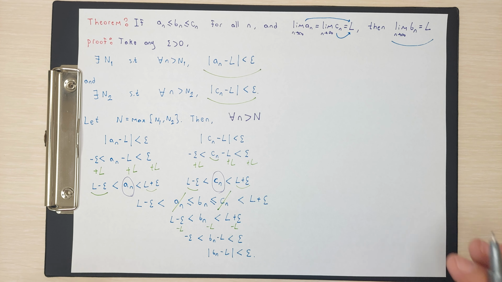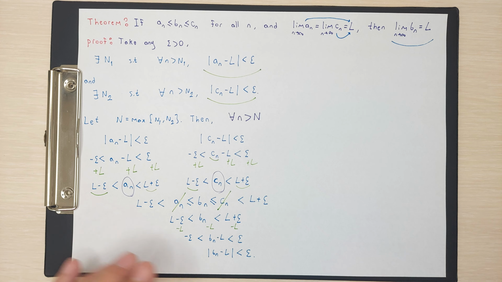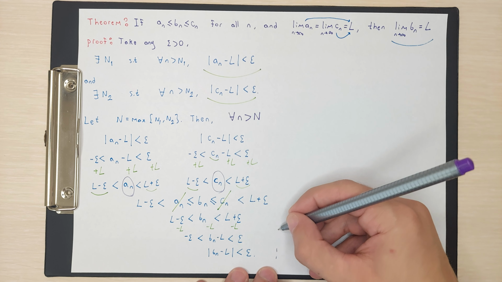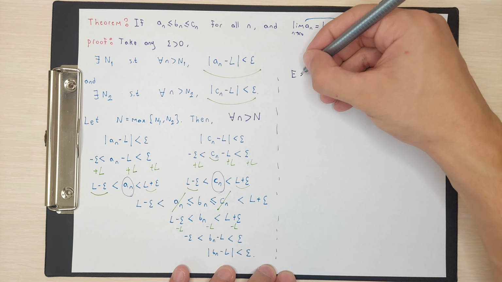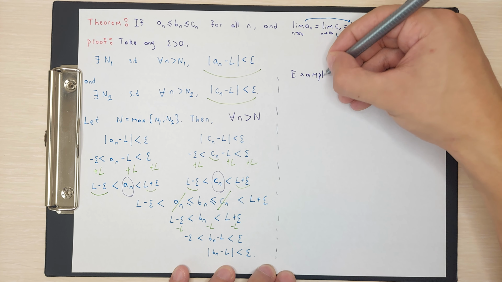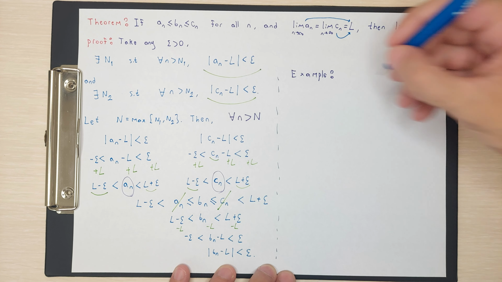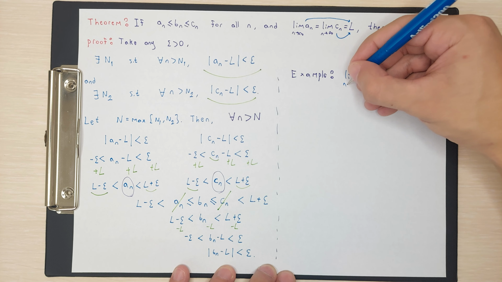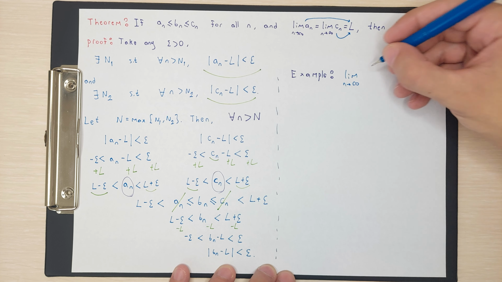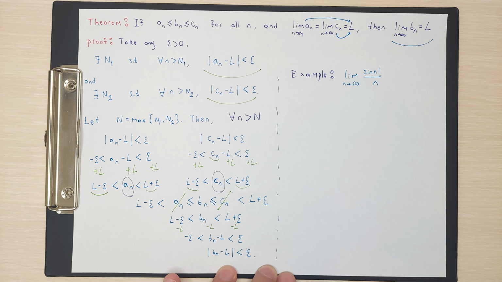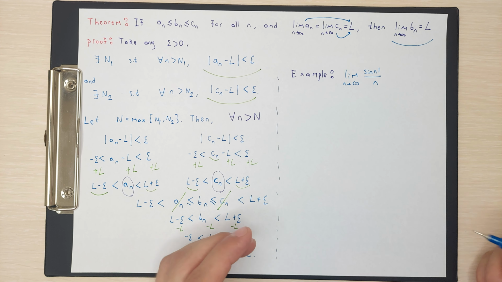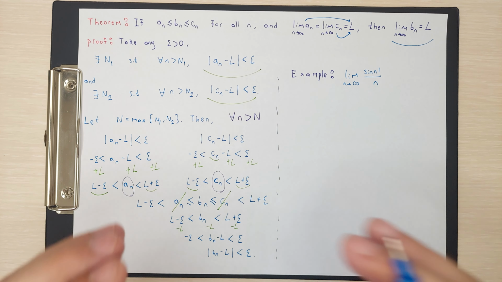That's it. Now I want to give you an example. Let me write it in here. Example. What is the answer of the limit when n tends to infinity of sine n factorial over n? It looks so hard, right? But if you know that theorem, it will be very easy.